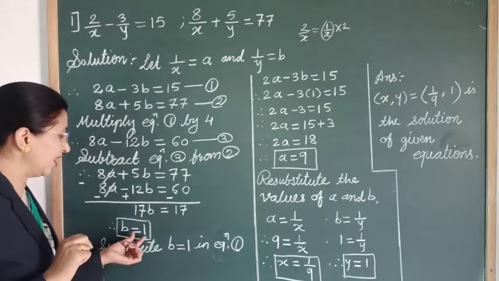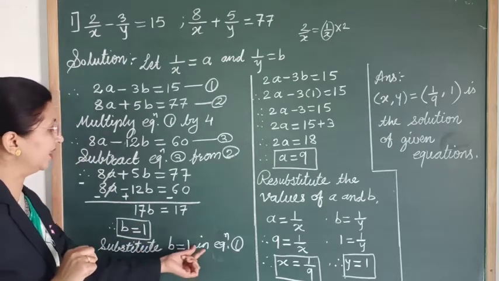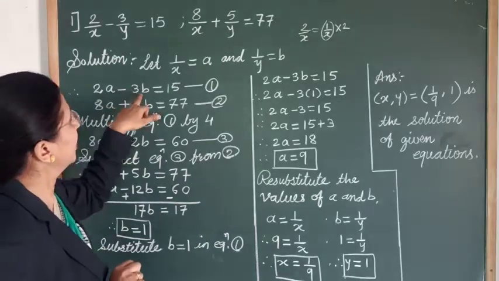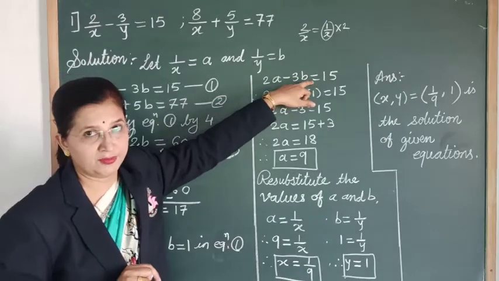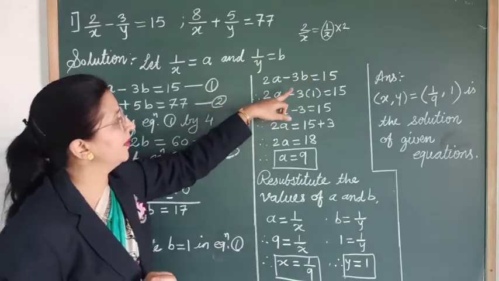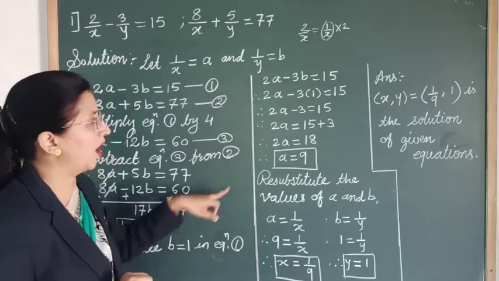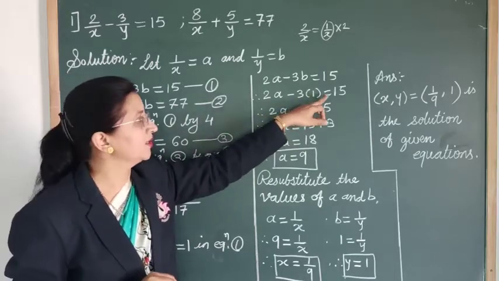Now let's put this value of b in equation 1. What is our equation 1? That is 2a minus 3b is equal to 15. So let's put the value of b. 2a minus 3, the value of b is 1, so 3 into 1, is equal to 15.